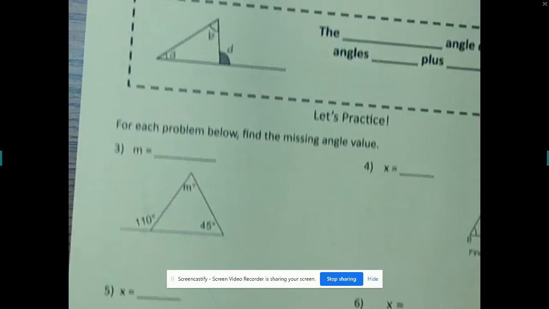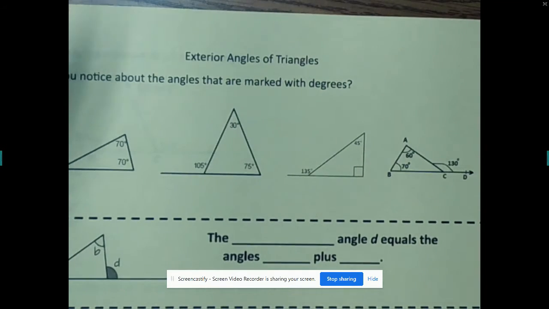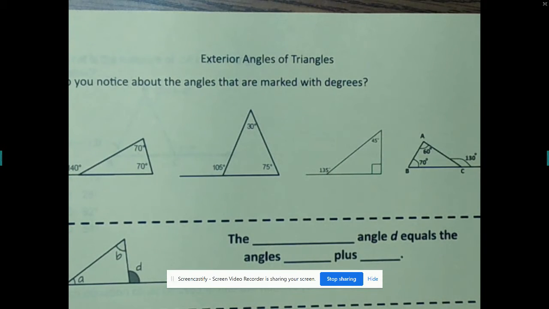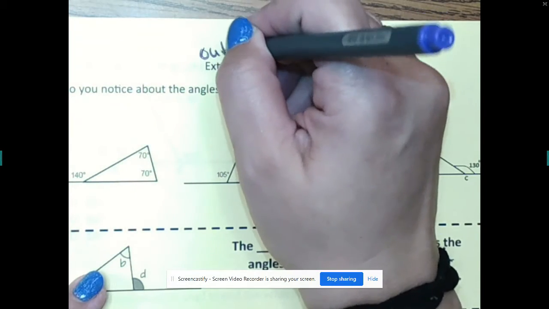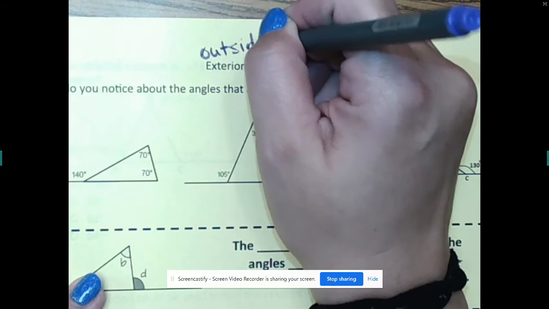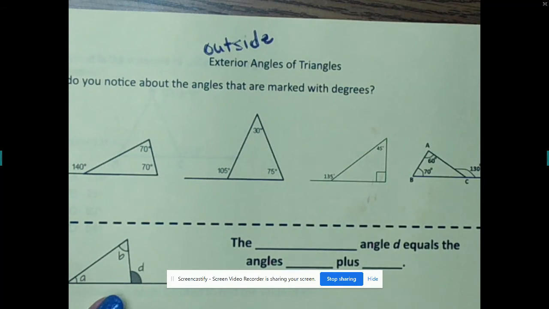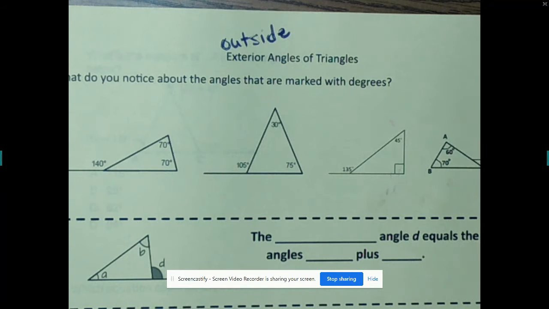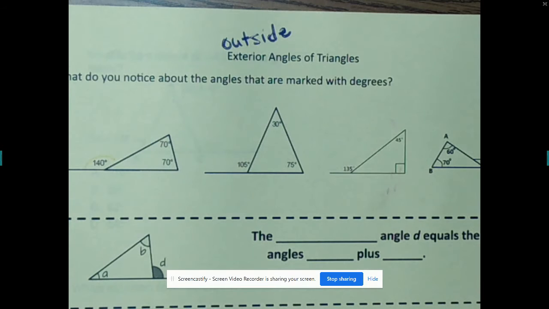Okay? Exterior angles in a triangle. Where is the exterior of your house? Outside. Exterior means outside. So we are looking at the outside angle of triangles. Okay? What is the outside angle of this first triangle? 140.